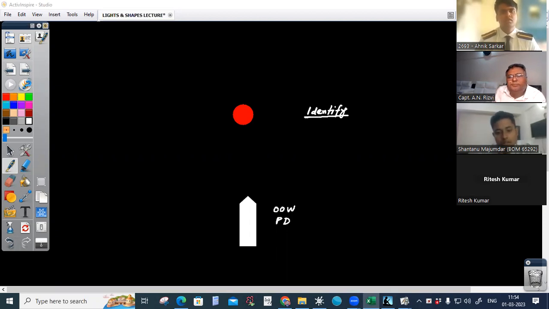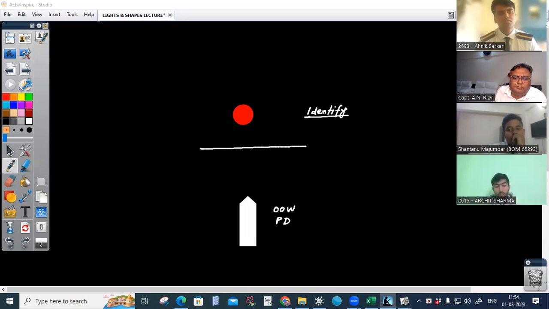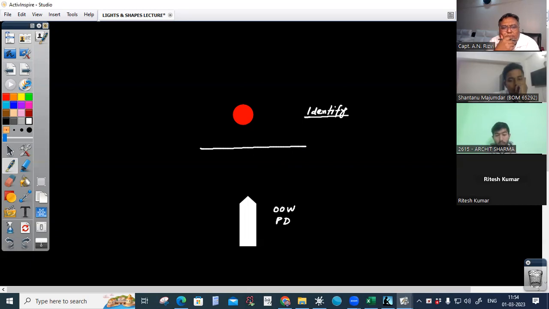Archit Sharma, you are OOW of a power-driven vessel. You see this red light ahead, single red light. Identify this. Sir, sailing vessel. Okay. What else? A power-driven vessel with a sidelight, port side light of any vessel.